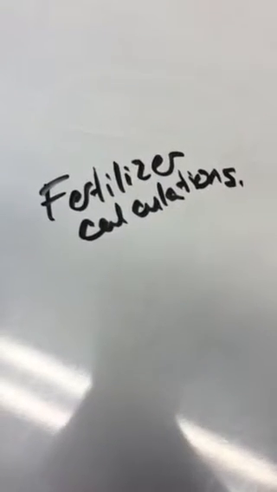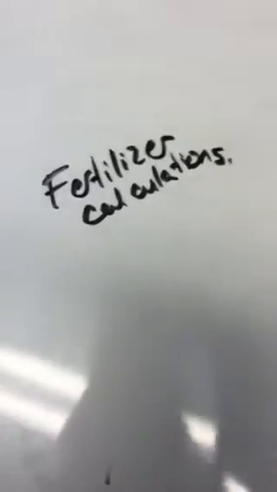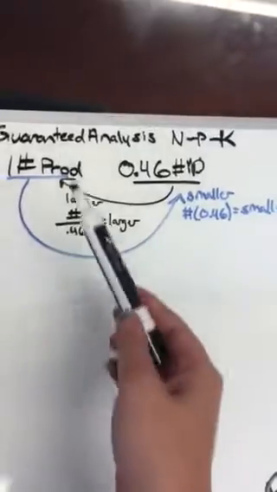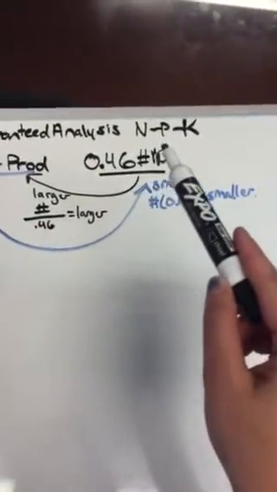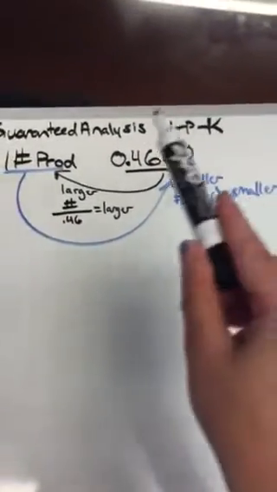Okay, since some of you guys are having issues with fertilizer calculations, I'm gonna work one real quick and post it so hopefully it can help y'all out. Okay, so right here we're gonna talk about our guaranteed analysis, talked about in class. That's percent N, percent P, and percent K in your fertilizer.